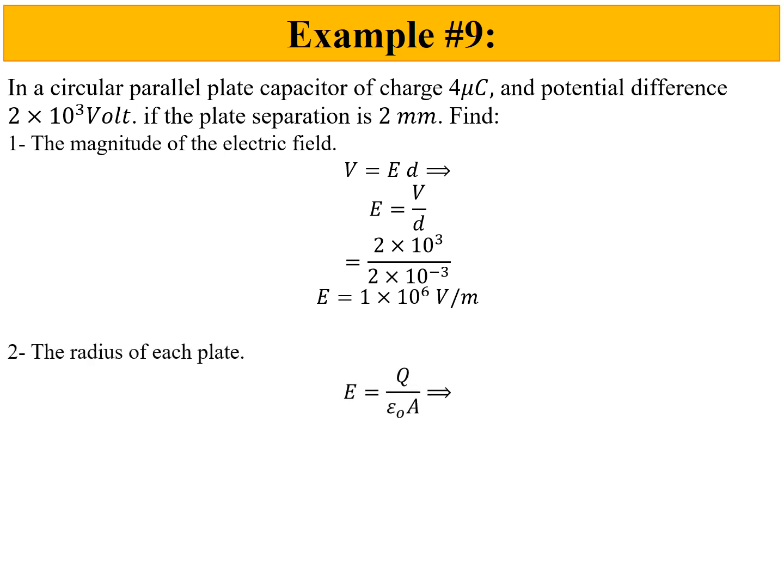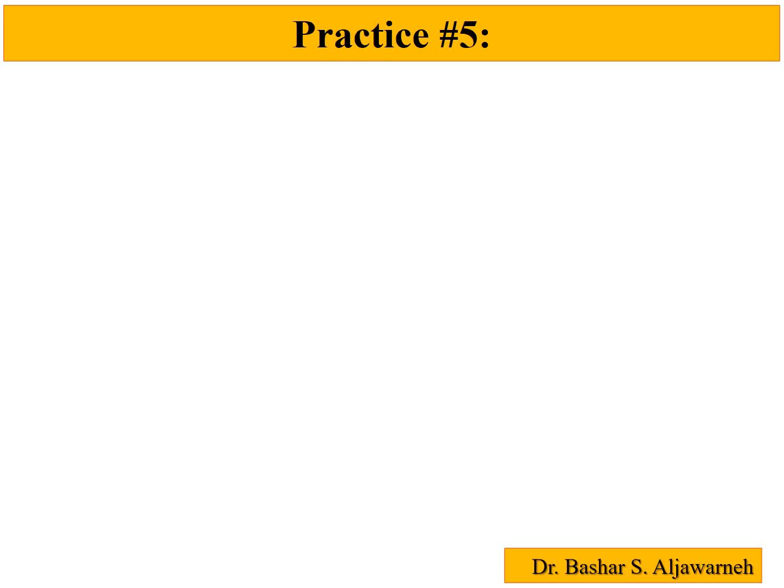Now find the radius of each plate. Simply, you know that the magnitude of the electric field between two plates is Q over epsilon naught A, and then you can calculate A from here. A is 0.45 meter squared, and A equals pi r squared. From here you can calculate the radius of each plate.